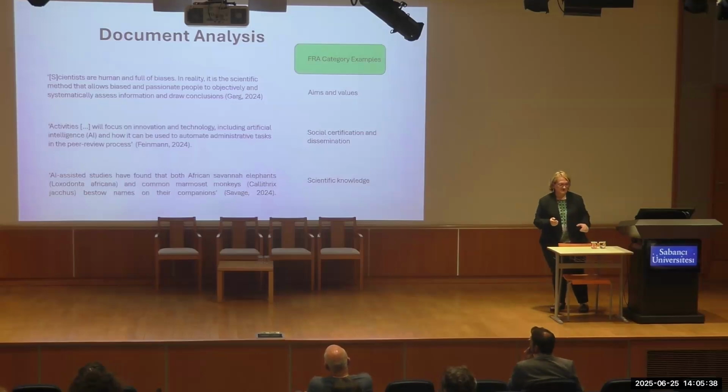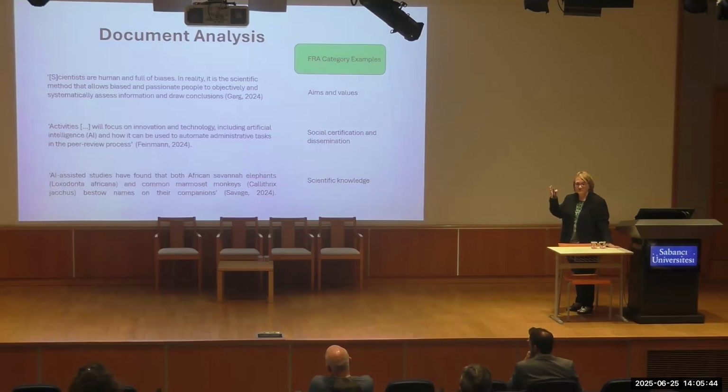And just to give you some examples of what sorts of things come up. When I say FRA categories, this is from our model of nature of science. So aims and values, social certification, and scientific knowledge. These are 3 of the 11 categories from our wheel, the circle. These would be statements from these articles, these commentaries, that we thought are about those aspects of science.